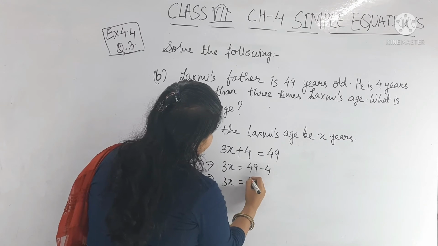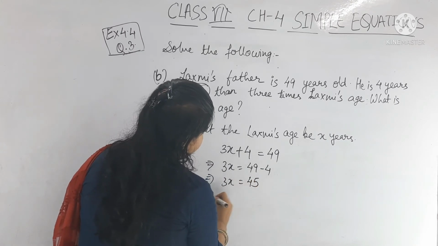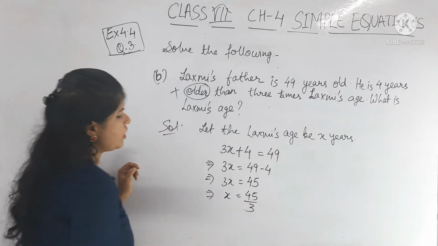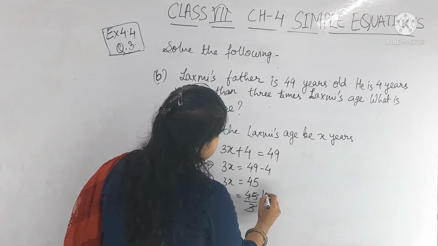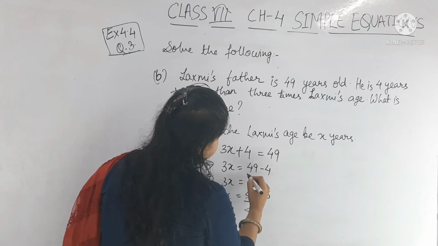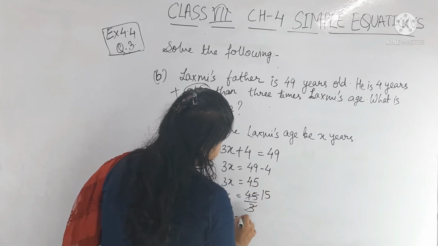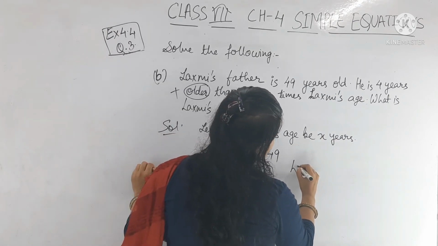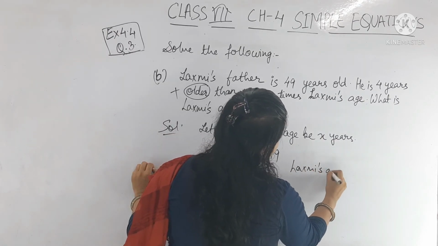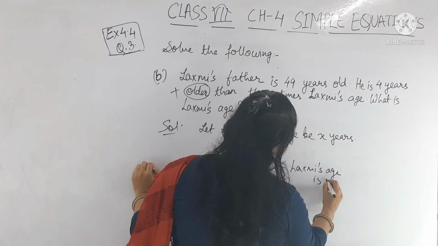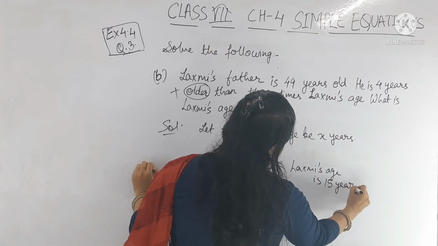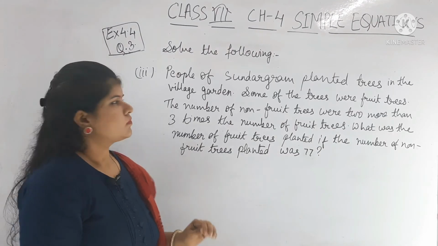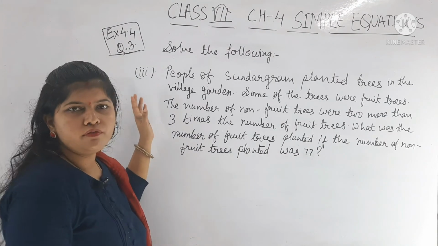3x equal to 45. x equal to 45 divided by 3. 3 ones are 3, 3 fives are 15. So what I get? x equal to 15. So Lakshmi's age is 15 years. So this is your solution. That is the third part for question number 3.